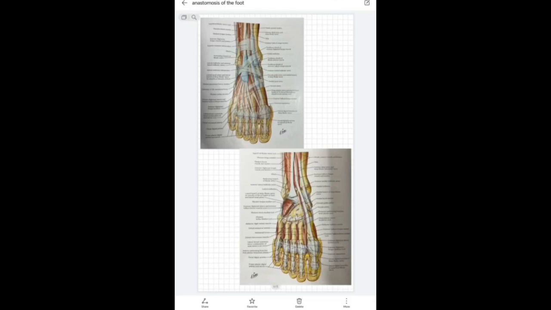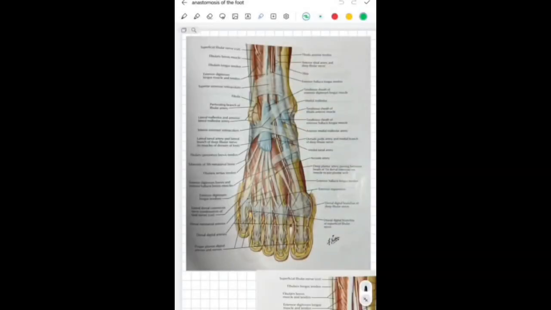Hello everyone, this is Julie and I will be discussing the arterial arcs of the foot, the dorsal and the plantar, and I will be using pictures from the Netter's Atlas to explain them. I hope you find it beneficial. I'll be starting with the dorsal surface of the foot.